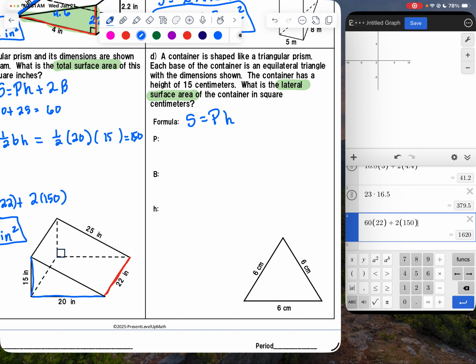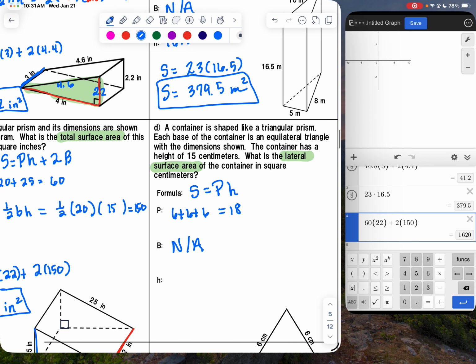Pause the video and try the rest of this problem on your own. All right, welcome back. Let's see, hopefully for perimeter you add all 3 sides to get 18. For the area of the base, it's not applicable in this problem because our formula says we just need to know the perimeter of the base times the height.